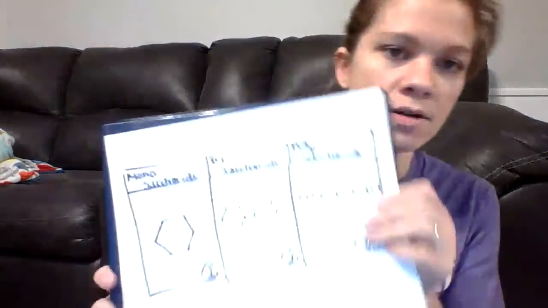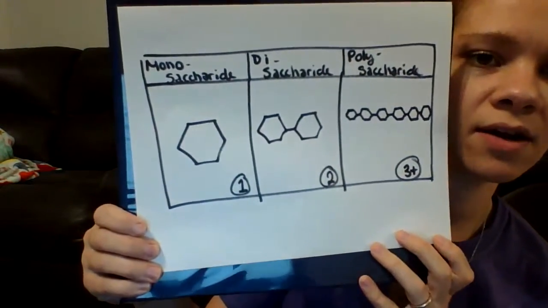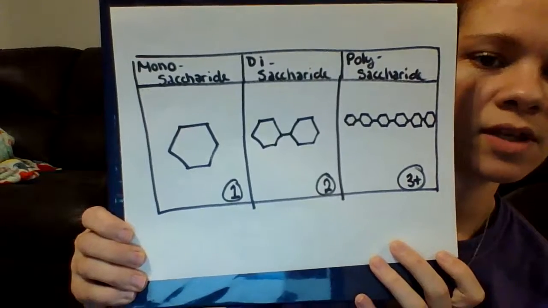Number 16 says, draw the following. You're going to draw a monosaccharide, a disaccharide, and a polysaccharide. For this one, I drew it for you, so I'm just going to put it up there. If you can, please pause the video here so everyone can draw it really quickly.